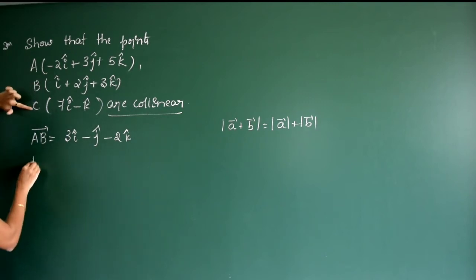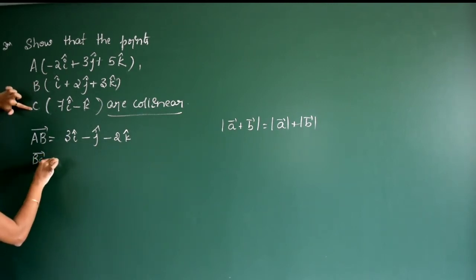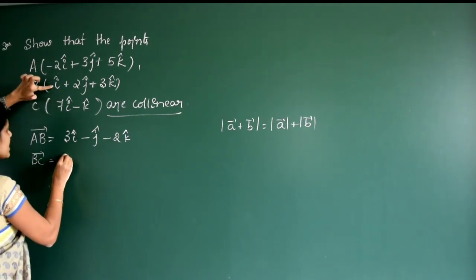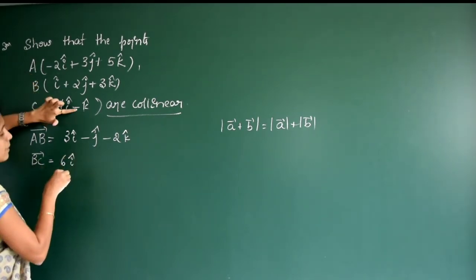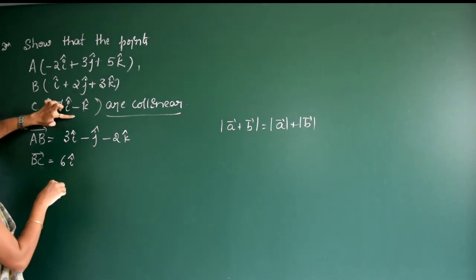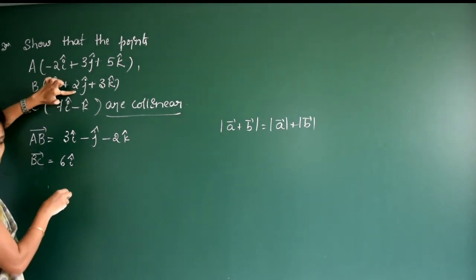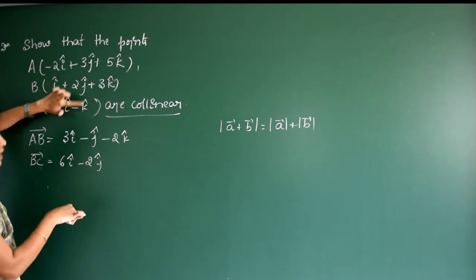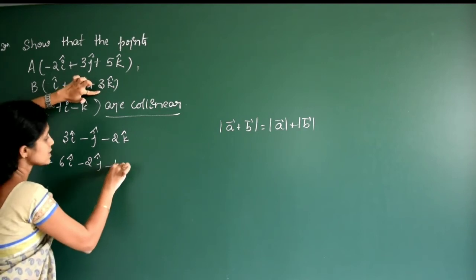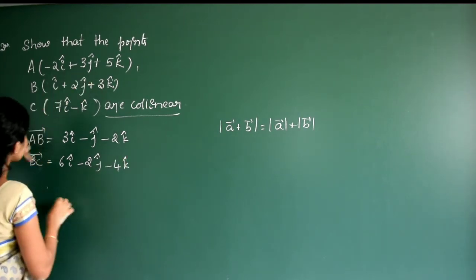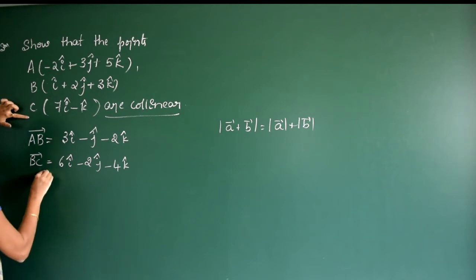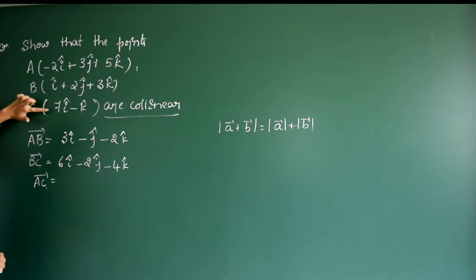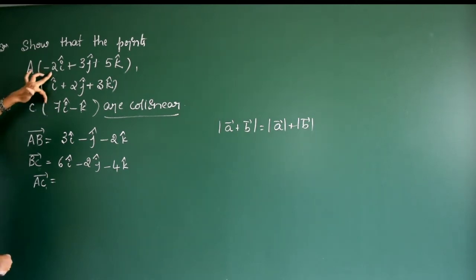Now we will find BC vector. For BC vector we have to start with C. So 7 minus 1 will be 6 I cap. Sorry, here J is not there, right? So 0 minus 2 J cap. So it will be minus 2 J cap. Next, minus 1 minus 3 K cap will be minus 4 K cap. Next we will find AC or CA. Anyway, we are finding the magnitude, no problem. So if I find AC, this is now 7 minus of minus 2, which will be plus 2.